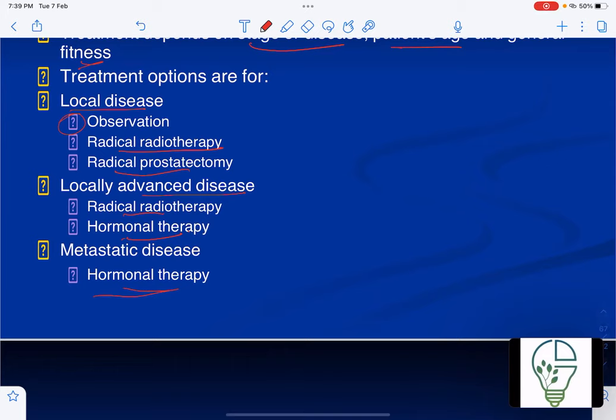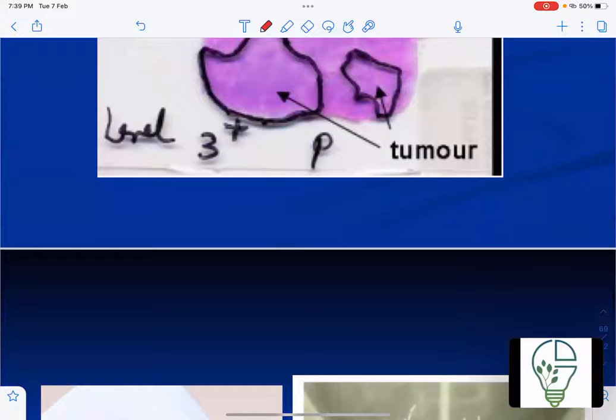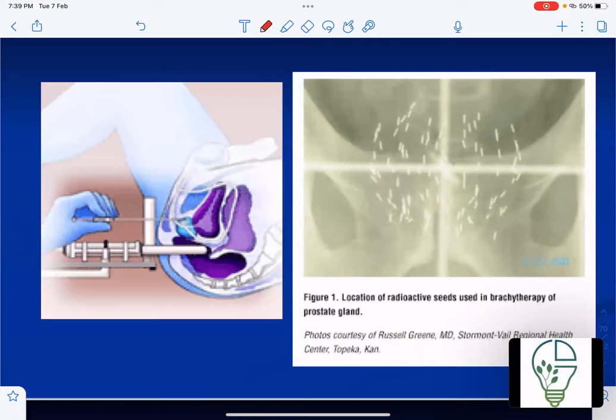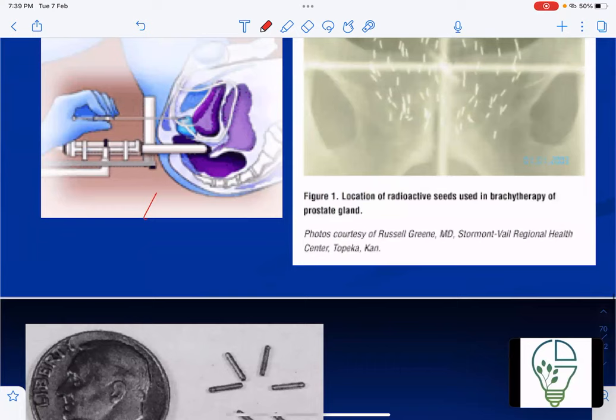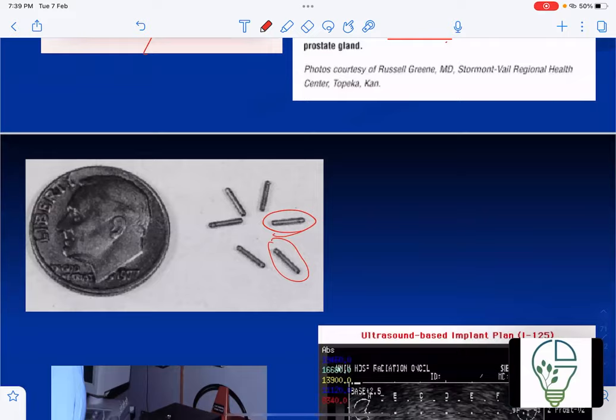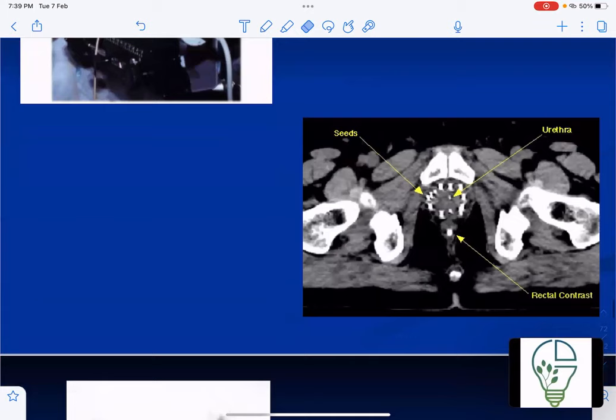Why do we do hormonal? This is just a picture of how they do it. This is how they do radioactive therapy. They go through the rectum, all the way to the prostate, right? And they insert radioactive seeds. And this is how these radioactive seeds look. They're in there doing their job. Okay, so that's it. And then we induce radio frequency waves, and we're expecting these radio frequency waves to kill the tumor itself.